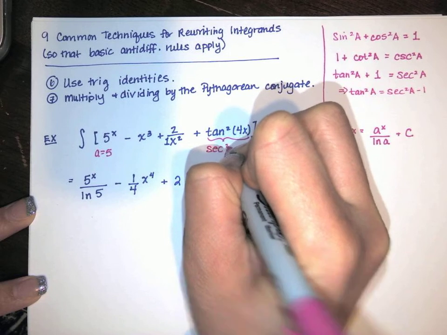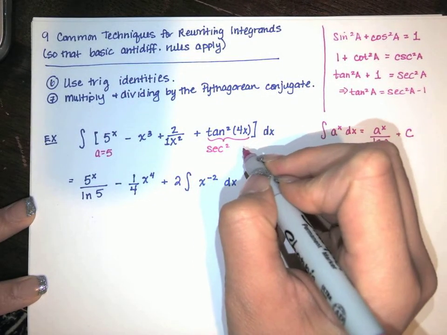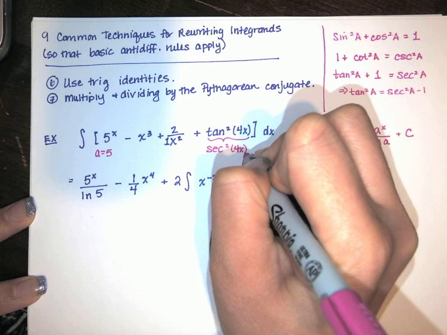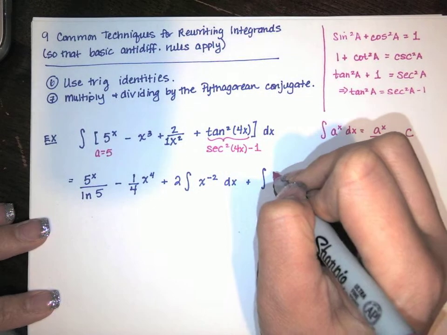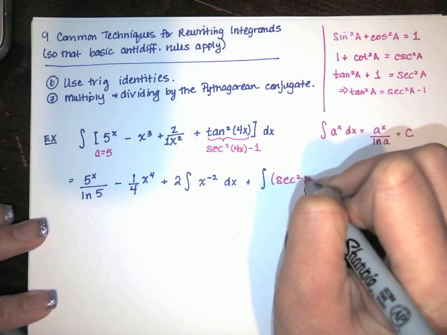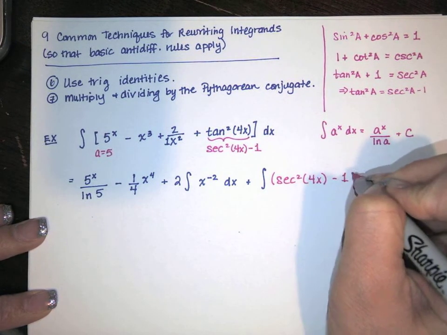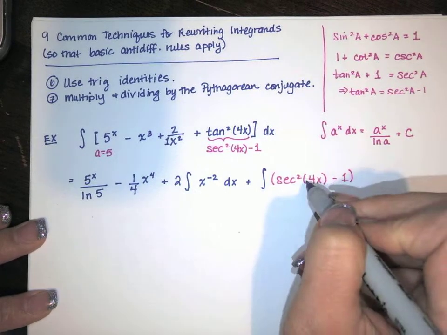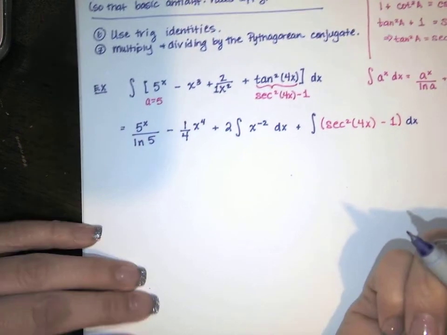And I can take the antiderivative of that instead. So tangent squared is secant squared of my angle, which happens to be 4x in this case, minus 1. And that's what I'm antidifferentiating rather than tangent. So I'm going to substitute that in down here. And now I've got a rule for that and a rule for that. We'll be good to go.